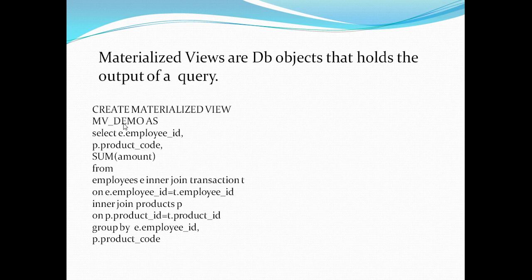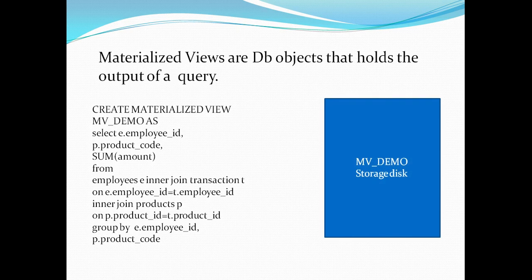So I have created my materialized view mv_demo from this particular query, which actually gives me the revenue generated by each product which is being sold by different employees. Now I am claiming that as soon as I create this particular view, the output of this particular query is being stored at a physical location on my database the way it stores tables.